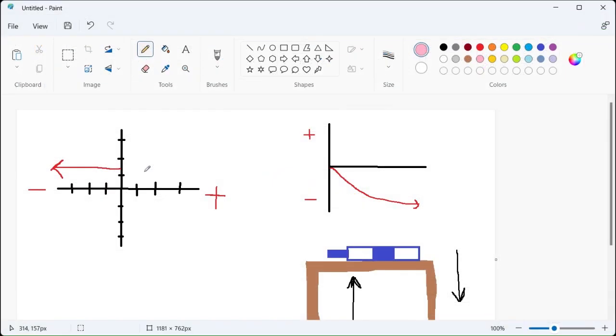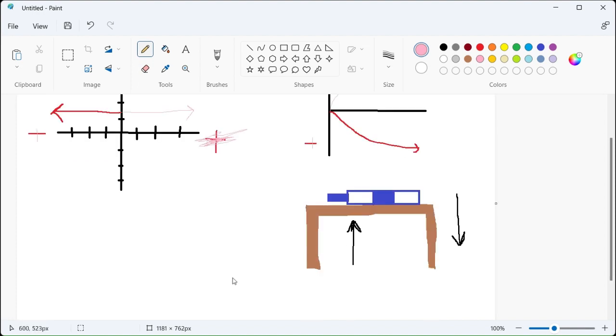Now to answer the question of what would happen if we flip the x-axis, the velocity would be equal in magnitude, but only opposite direction. So if this became positive and this became negative, the new velocity would just be like this and like this. It's the same, but only opposite direction.